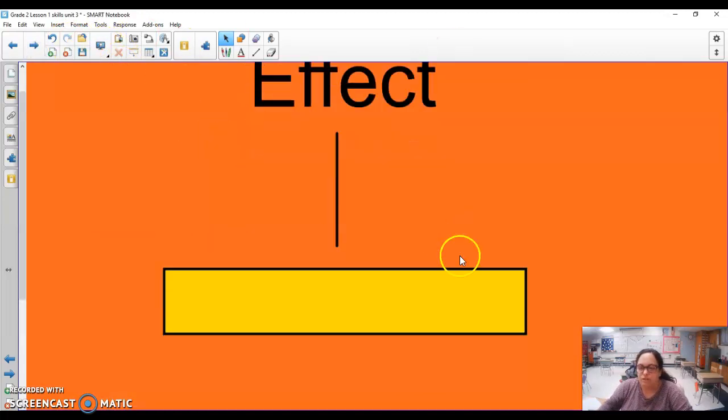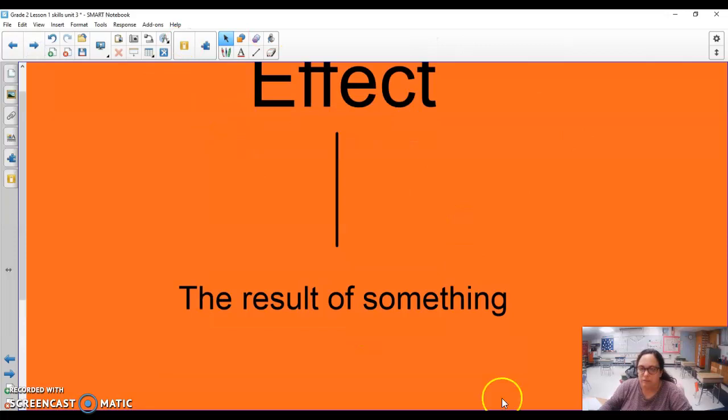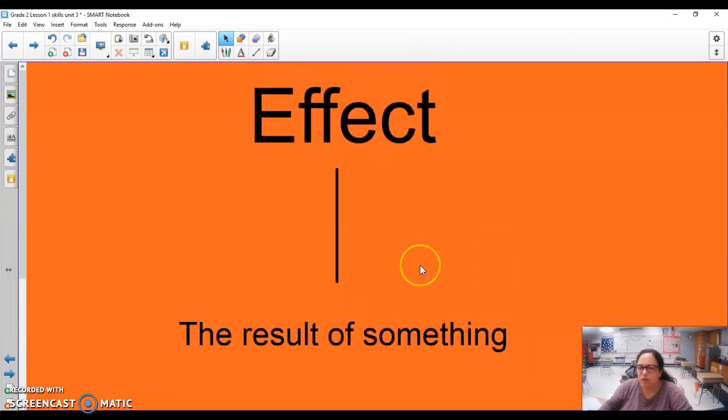Effect. What does effect mean? It's the result of something. Have you ever heard of cause and effect? When you have cause and effect, the cause is what causes the effect. So for example, there's a really bad thunderstorm out and it's super, super windy. That would be the cause. What would be the effect? The power goes out.